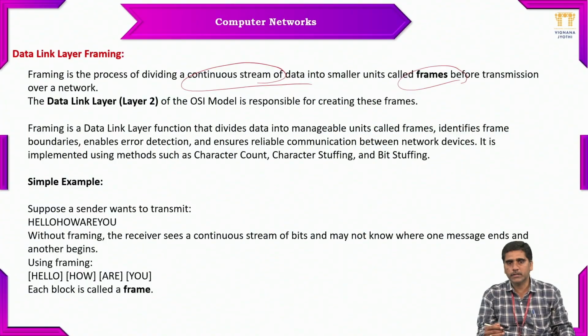In the layered architecture, each and every layer takes responsibility for data transmission. So how will the data be transmitted from the source layer to the destination layer? Before transmitting, the continuous stream of data will be divided into smaller units, and each unit will be called a frame. The data link layer is the second layer of the OSI model, and the main responsibility of the data link layer is creating all these frames.